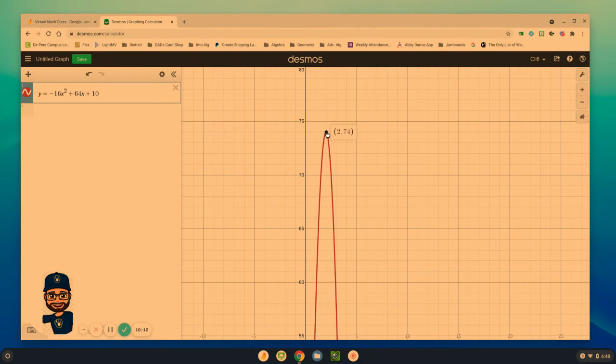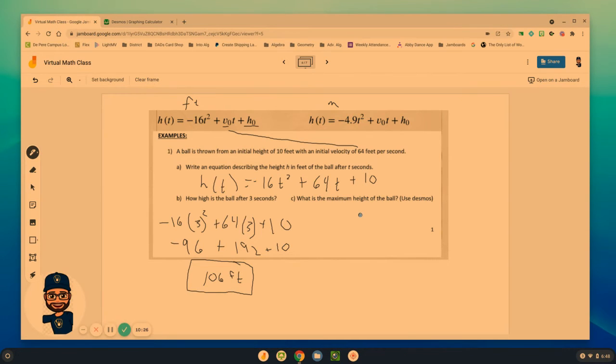The maximum height would be 74. So I'm going to go over here and type in 74. Now, for some reason, that doesn't make sense in my mind because we calculated 3 seconds to be, what, 106 feet. So maybe we did something wrong.